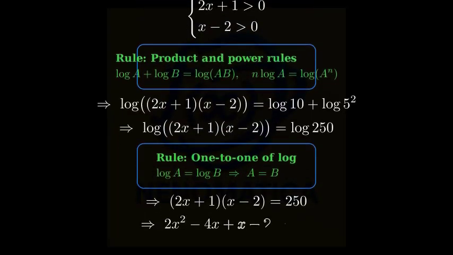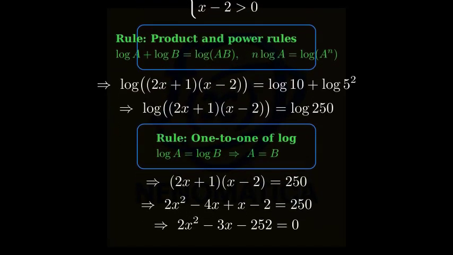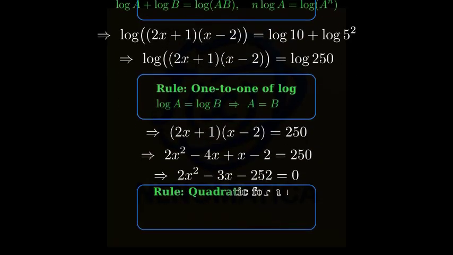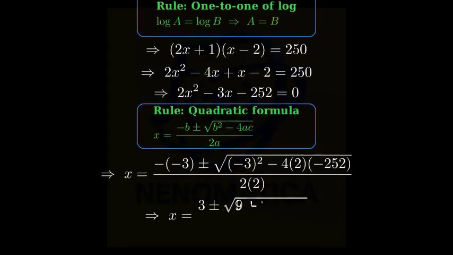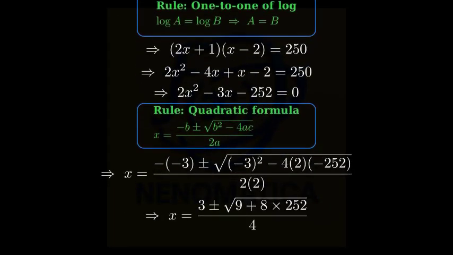Step 5. Expand and bring everything to one side. 2x squared minus 3x minus 2 equals 250. So the quadratic is 2x squared minus 3x minus 252 equals 0. Step 6. Apply the quadratic formula with a equals 2, b equals negative 3, and c equals negative 252.